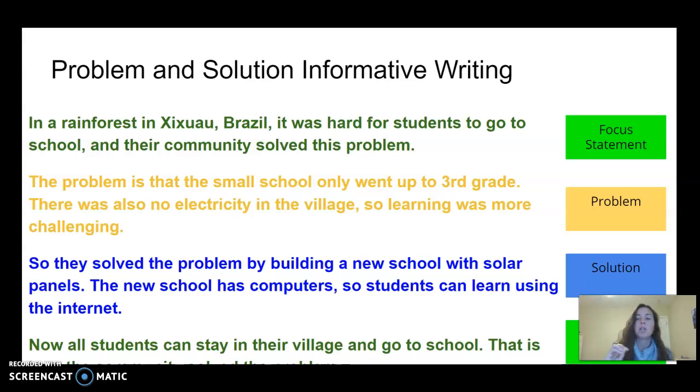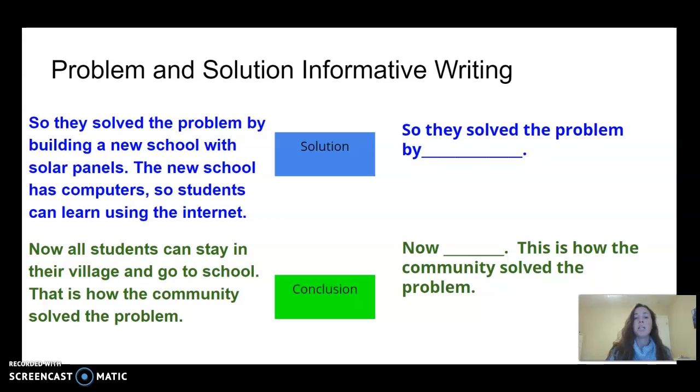Notice how each part in this paragraph was broken up into focus statement, problem, solution, and conclusion. That's what a problem and solution informative writing piece includes at this point in 2nd grade. Today, you'll be writing just the solution and the conclusion. Let's dig into those pieces a little bit more.